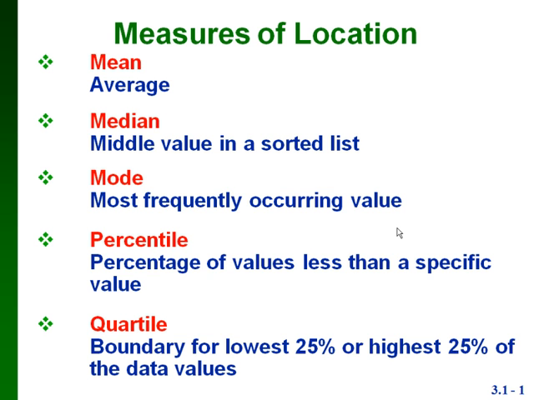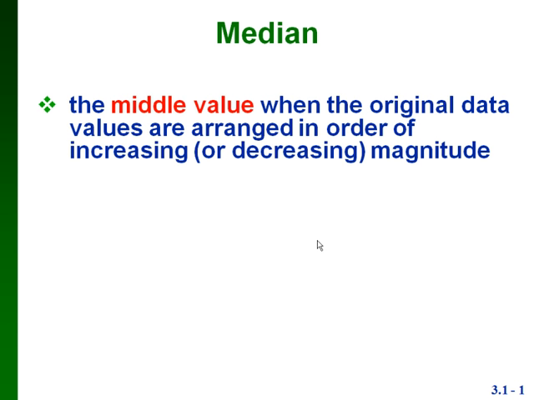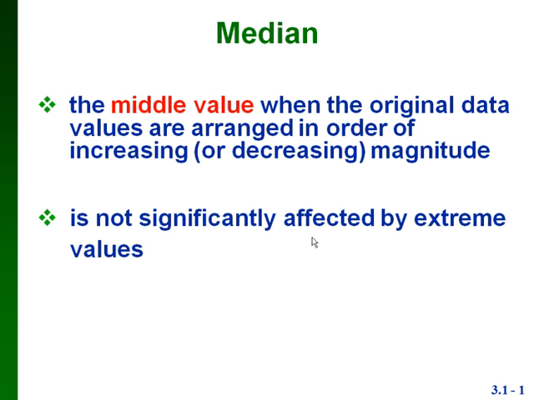Now we're not really going to talk about how to calculate a mean. Pretty much everybody knows how to calculate an average, which is just the same thing. So first of all, the median. This is just the middle value when the original data values are arranged in order of magnitude. So they're either arranged in increasing or decreasing order, and you just take the value that's in the middle of the list. The reason that we sometimes use the median instead of the mean is that the median is not significantly affected by extreme values, where the mean can be.